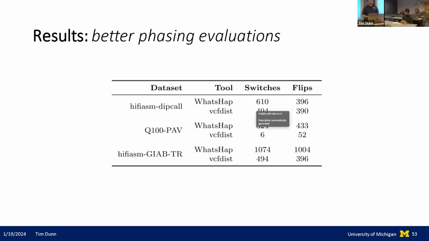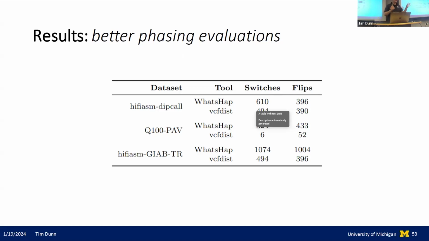Question online from Ray Shang, who asked, does vcfdist do phasing itself or just evaluates against the truth? How was the query phasing created in this example? Yeah, so vcfdist assumes that the input variants are already phased. But importantly, it only assumes that local phasing is correct and not global phasing.